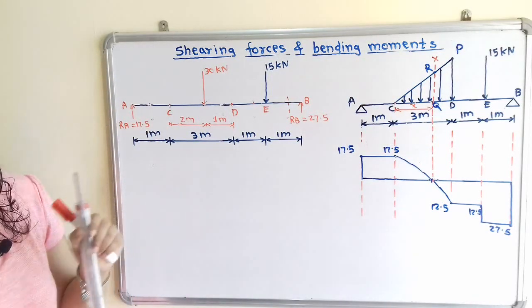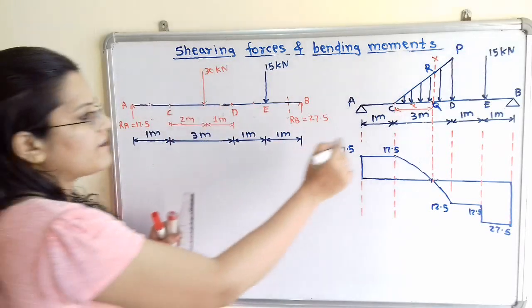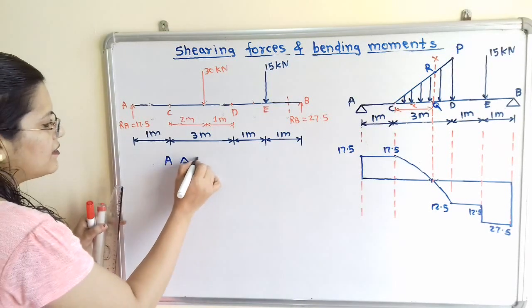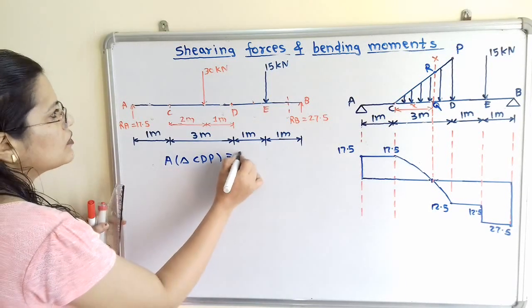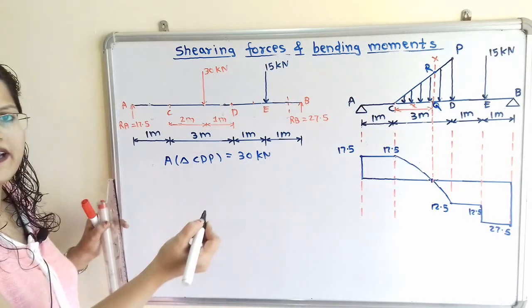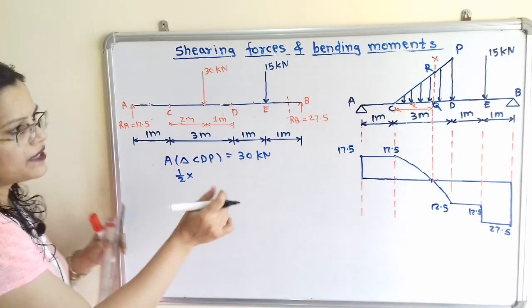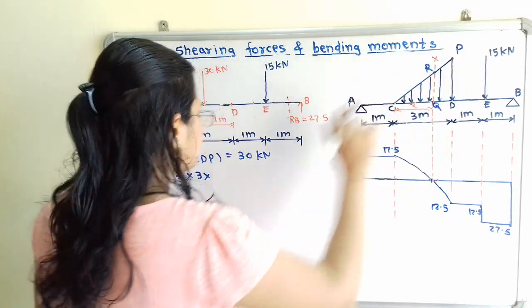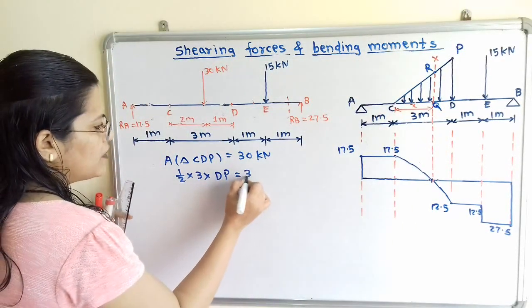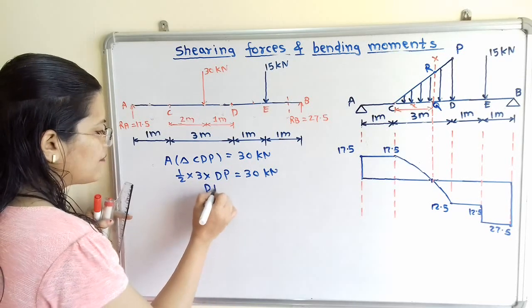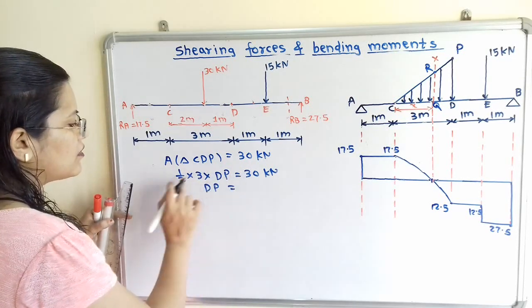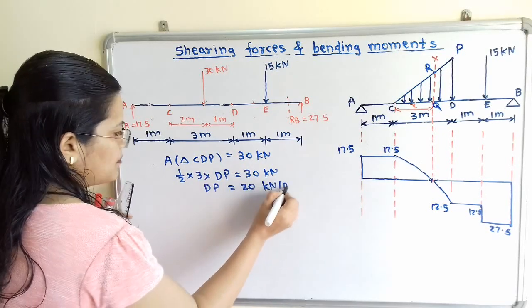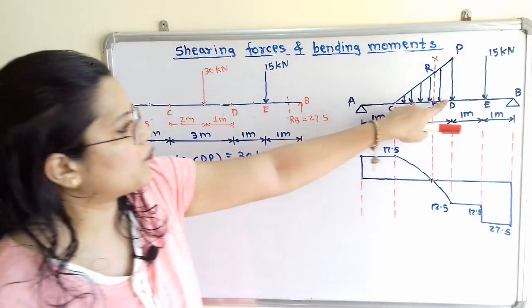For uniformly varying load we know that the total load is equal to the area of triangle CDP. So I will write here: area of triangle CDP is equal to 30 kilonewton. How to write this area of triangle? That is half multiplied by base, where base is CD, which is 3, multiplied by height, where height is DP, which is equal to 30 kilonewton. So DP is equal to 30 multiplied by 2, 60, divided by 3, that is 20 kilonewton per meter. So this is the rate of loading at point D.